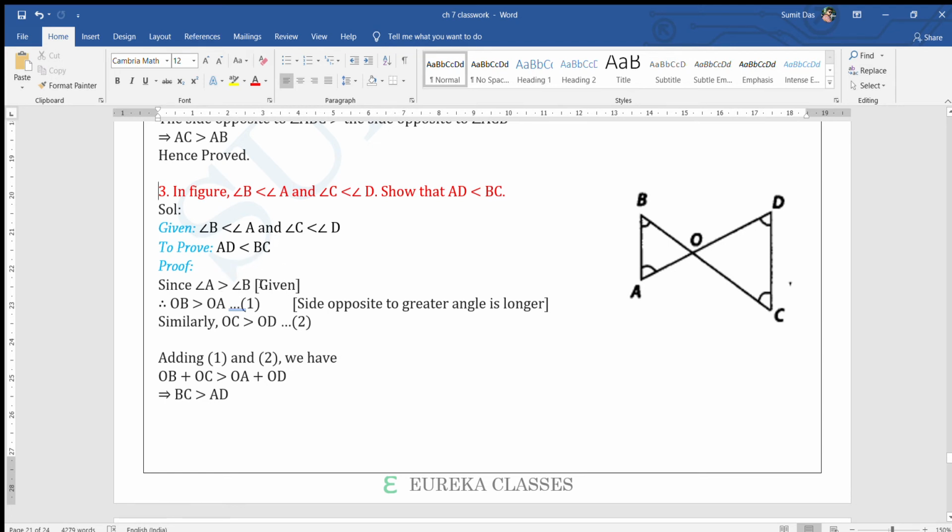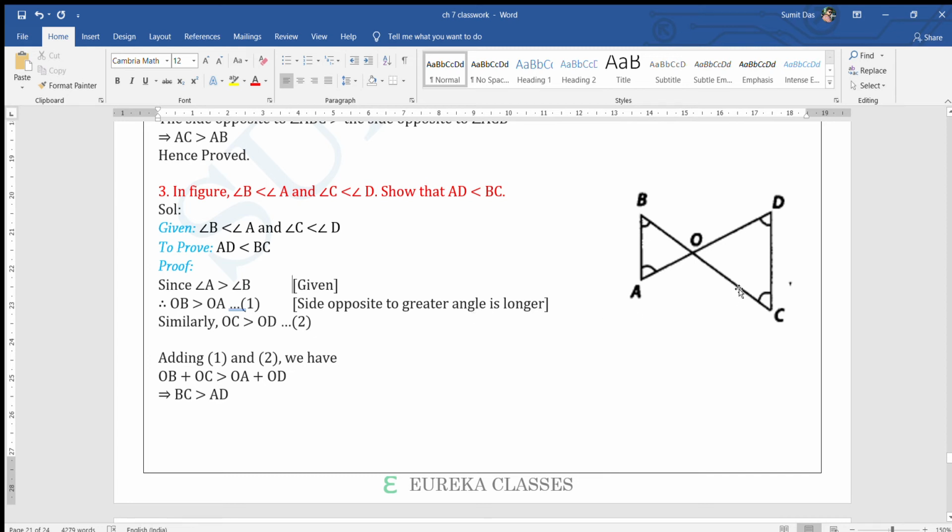Angle A is greater than angle B, given. So what is the opposite side of angle A? OB. And the opposite side of angle B is OA. So here we can write OB is greater than OA, because the side opposite to the greater angle is longer.